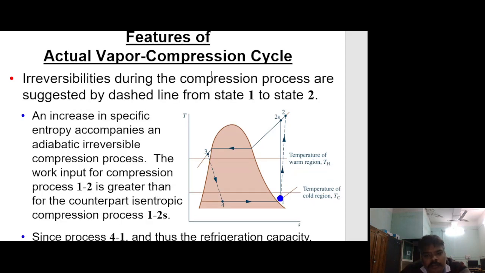Feature of actual vapor compression cycle: irreversibilities during the compression process are suggested by the line from state 1 to 2. An increase in specific entropy accompanies an adiabatic irreversible compression process. The work input for compression process 1 to 2 is greater than for the counterpart isentropic compression process 1 to 2s. Since process 4-1 and thus refrigerant capacity is the same for cycle 1-2-3-4-1 and 1-2s-3-4-1, cycle 1-2-3-4 has the lower COP.